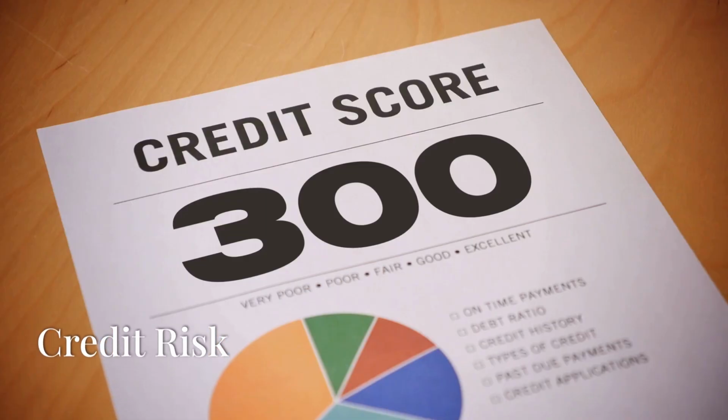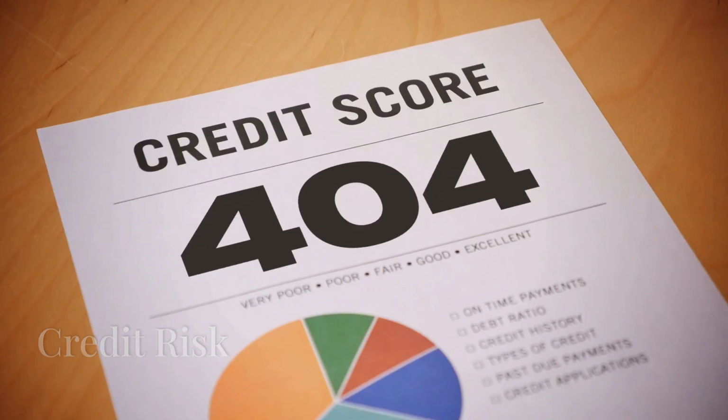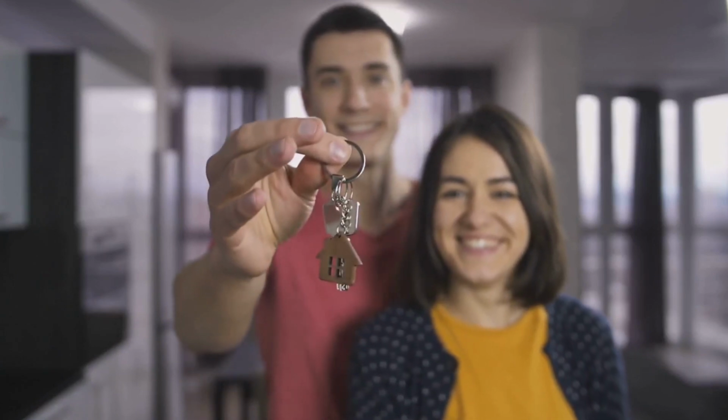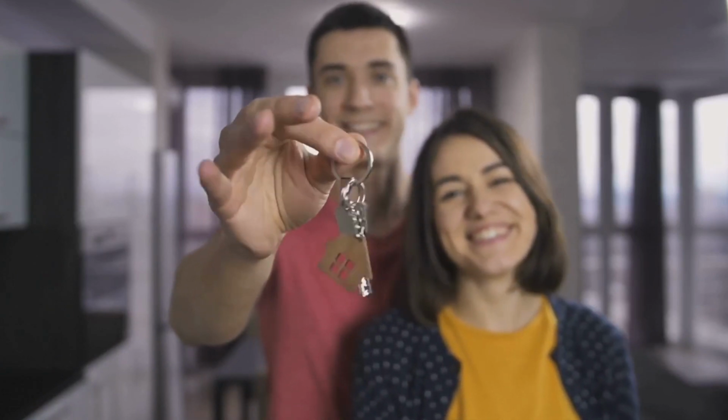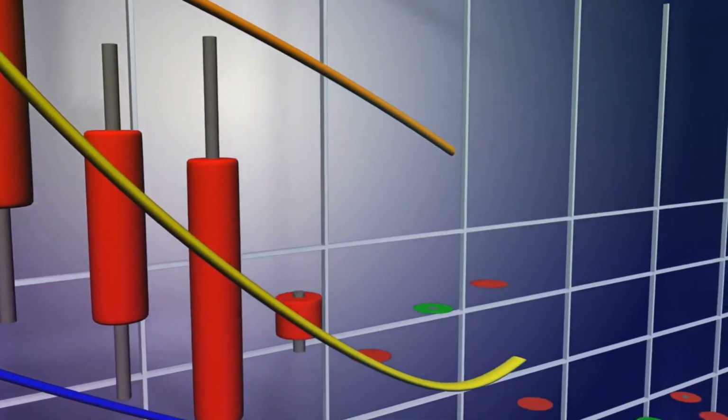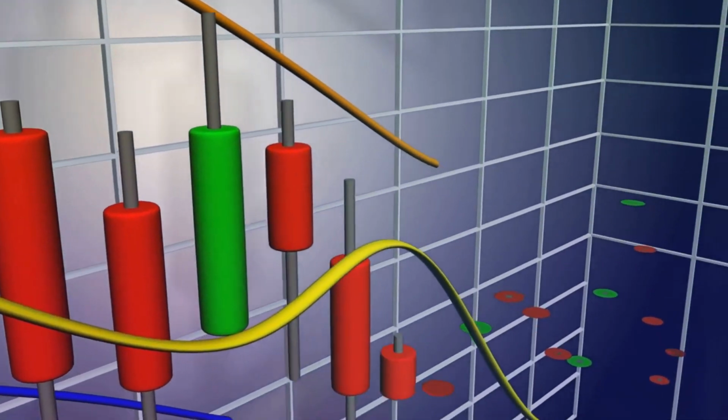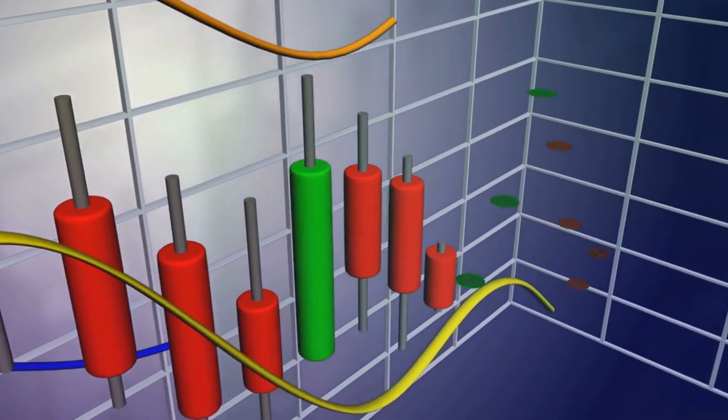Mortgage rates are also influenced by individual credit risk. Borrowers with higher credit scores are typically offered lower rates because they are considered less risky to lenders. If there's a general increase in perceived risk, for example, during a financial crisis, lenders may raise rates to offset potential defaults.